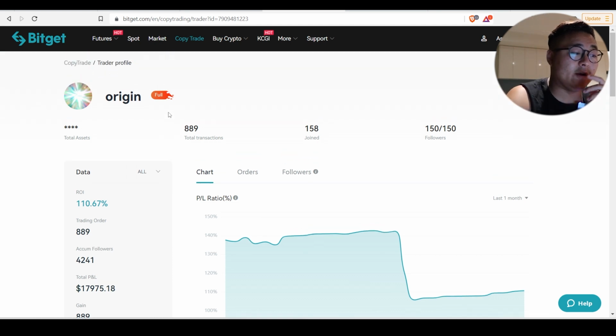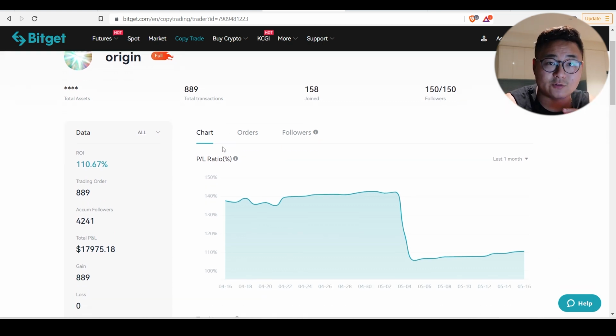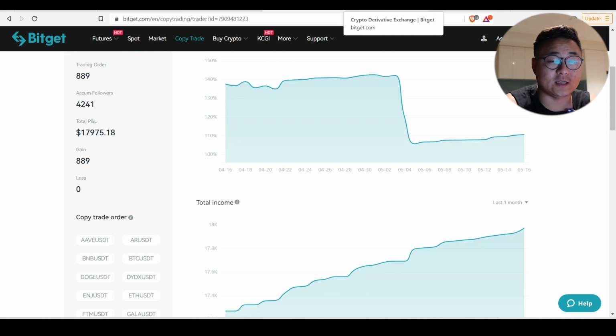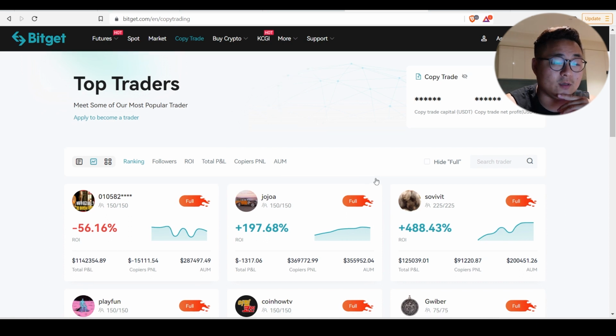Okay, and I know Origin has been trading for quite a long time now. Origin is already full, so you obviously want to find another trader to follow. So what we're going to do is go through the exercise of selecting the right trader to follow. Let's have a look at the copy trade once again. We're going to look at all the people.